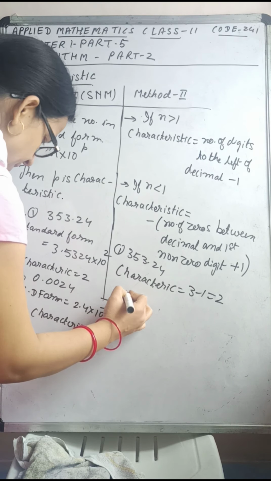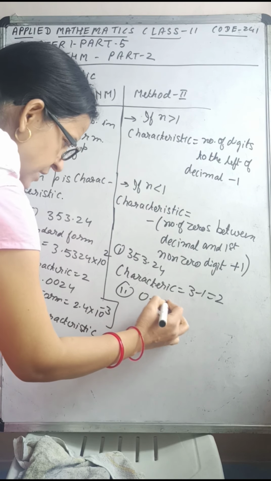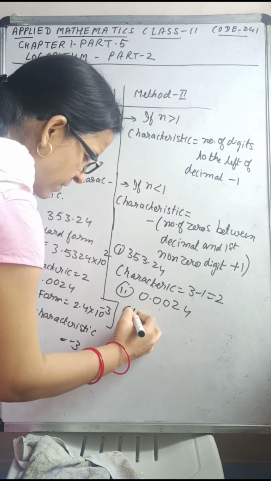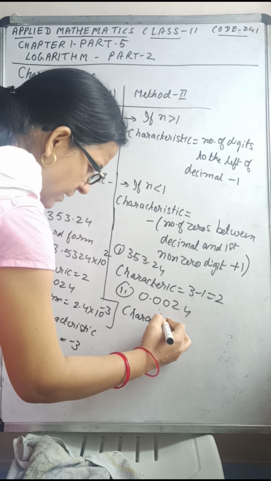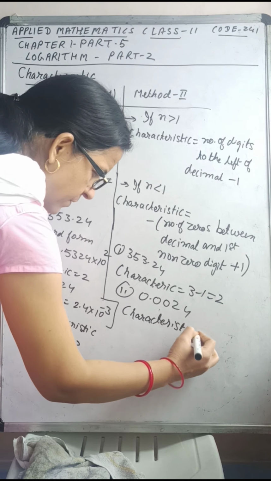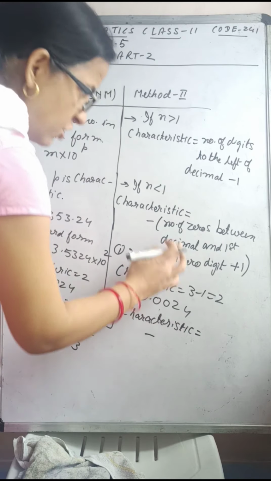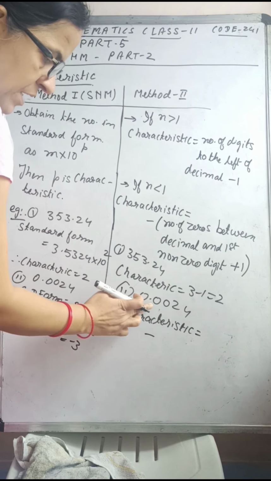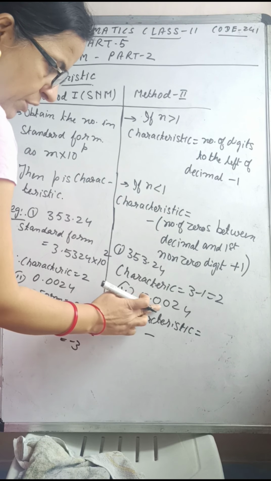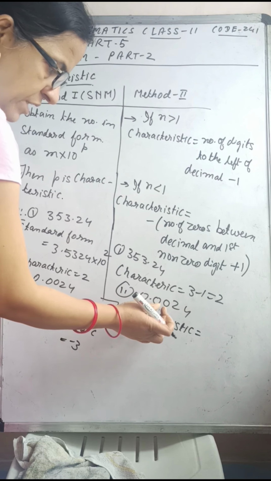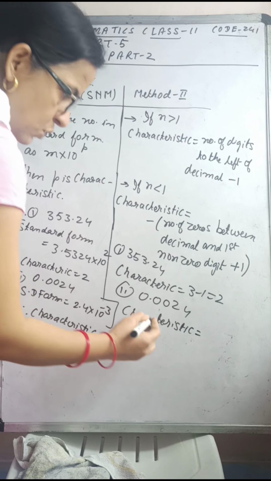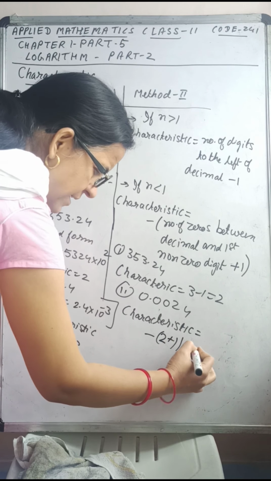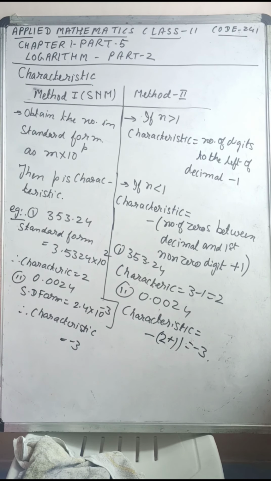Okay. The second example which we have written over here is 0.0024. So what it is saying, characteristic equals minus of the number of zeros between the decimal point and the first non-zero digit. The number of zeros between the decimal point and first non-zero digit is 2. So over here 2 and plus 1, so the answer is minus 3. So the characteristic over here is minus 3.